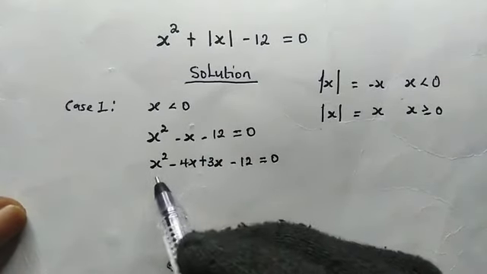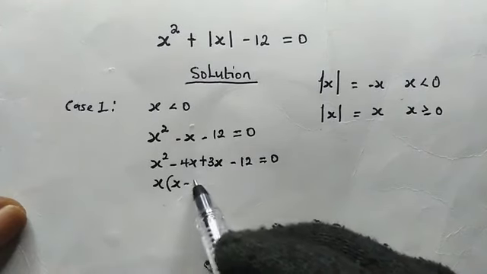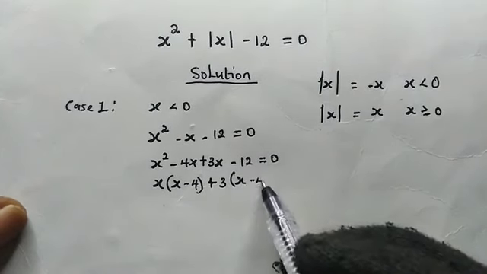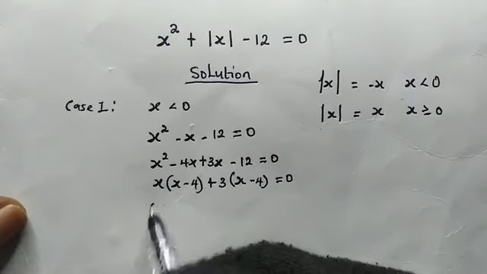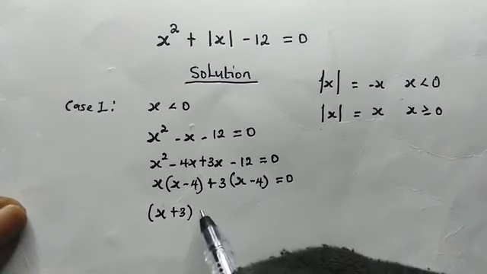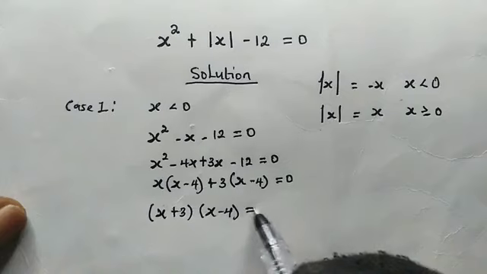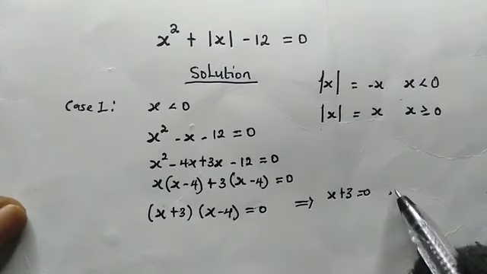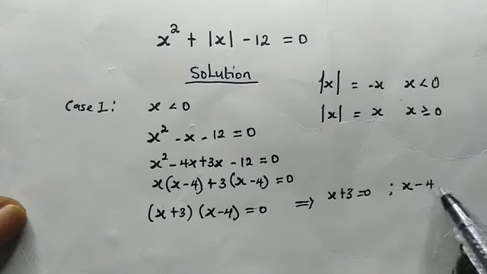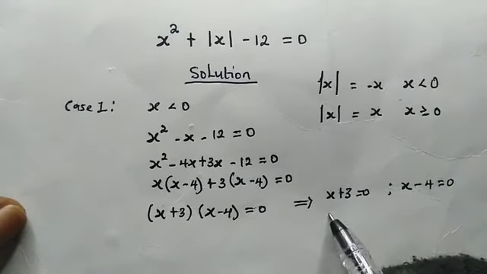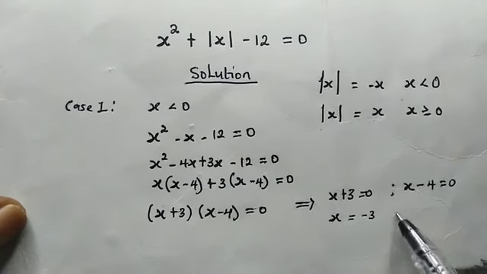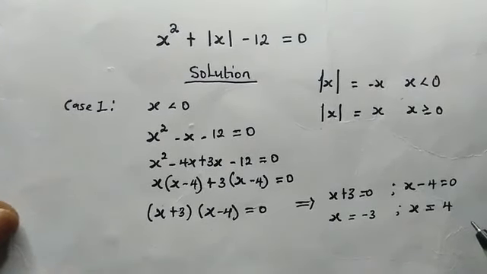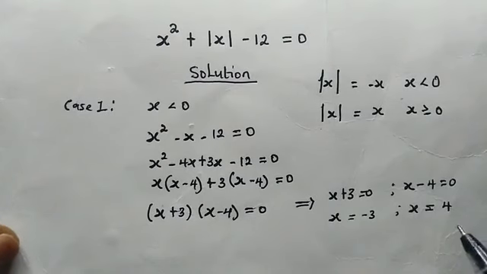So we have a common factor of x, then in brackets x minus 4, plus a common factor of 3, we have x minus 4, and this is equal to 0. So we factorize the left-hand side as x plus 3 multiplied by x minus 4, and the whole of this is equal to 0. This implies that x plus 3 is equal to 0 and x minus 4 is equal to 0. From here, we find the following solutions: x is equal to negative 3, or x is equal to 4.